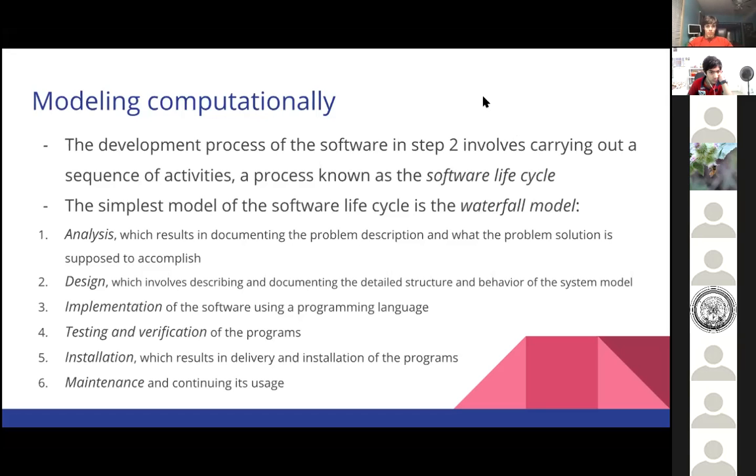So analysis, first step, which results in documenting the problem description and what the problem solution is supposed to accomplish. Number 2, design, which involves describing and documenting the detailed structure and behavior of the system model. Number 3, implementation of the software using a programming language of your choice.